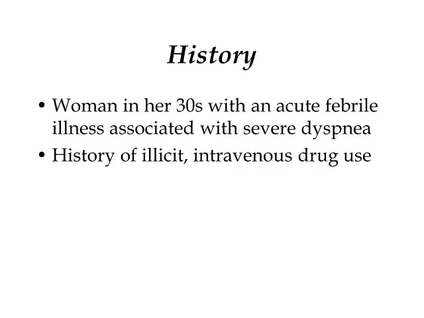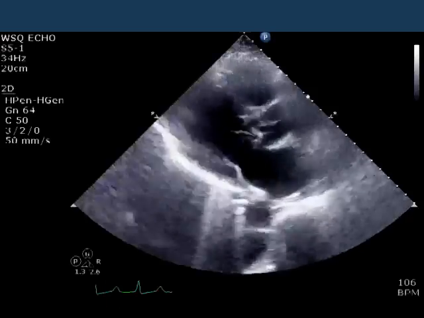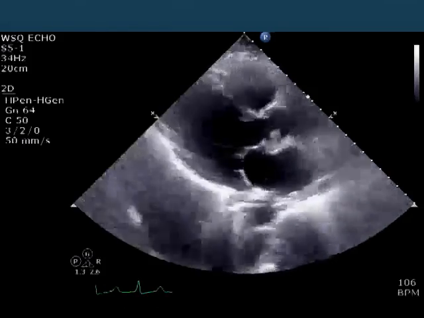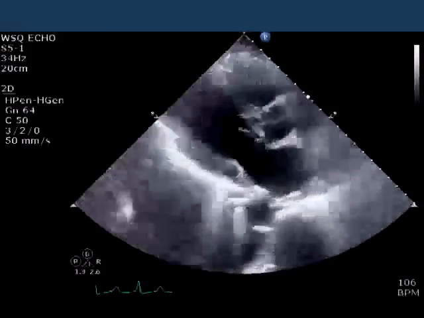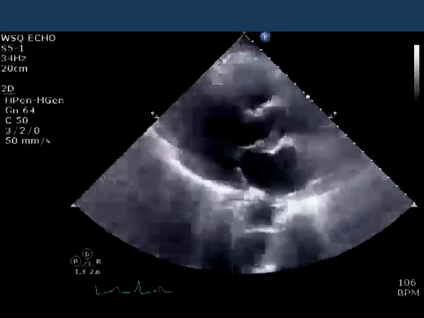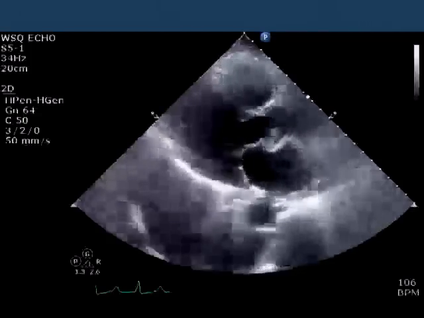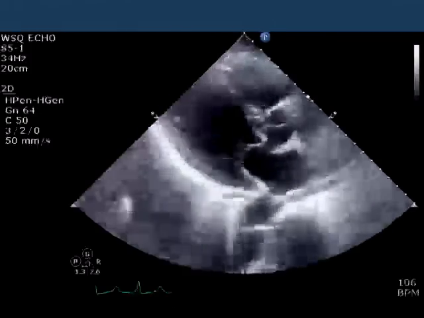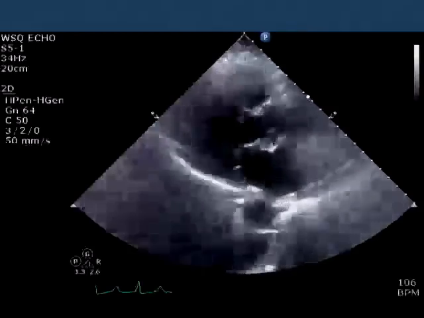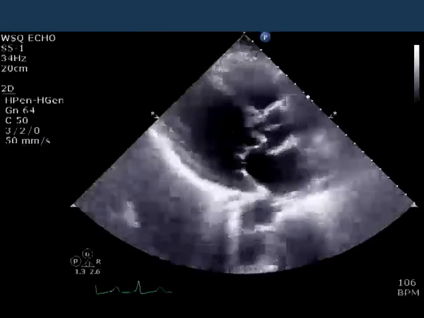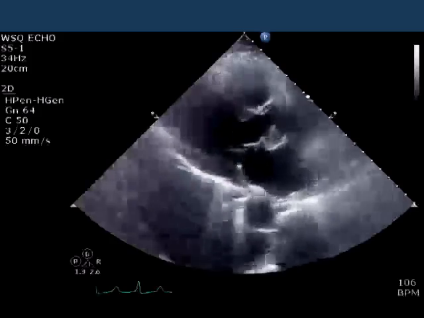So the history is this is a woman in her 30s with an acute febrile illness associated with severe dyspnea. She has a history of intravenous drug use. If you look at the moving image, there's not too much subtlety here. What you can see is normal left ventricular systolic function. The left ventricle may be a little dilated, and there is a vegetation on the aortic valve, which is, I think, obvious to just about anybody who does this for a living.